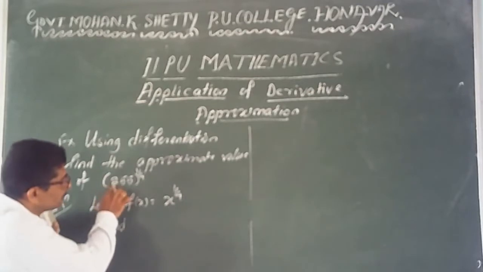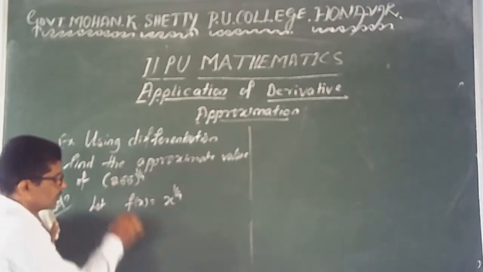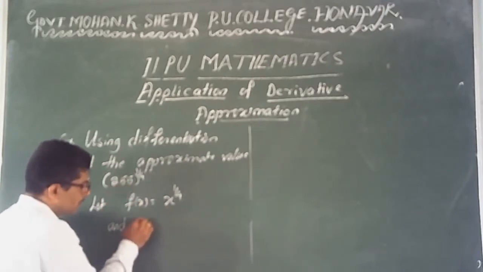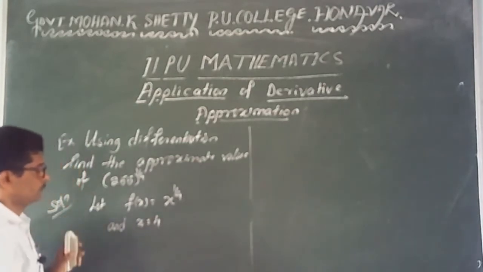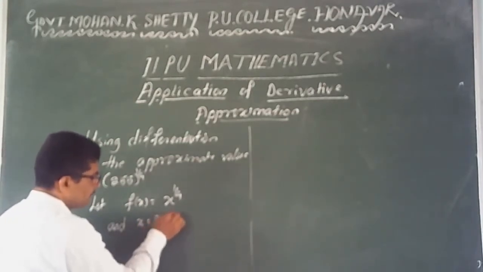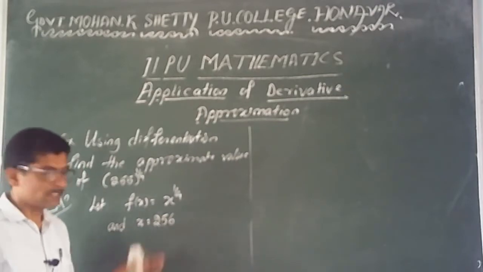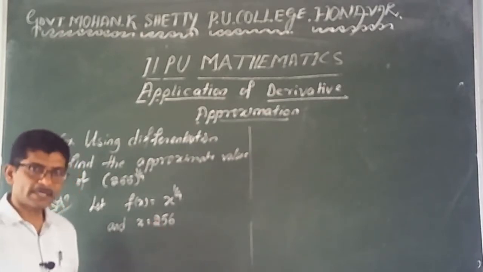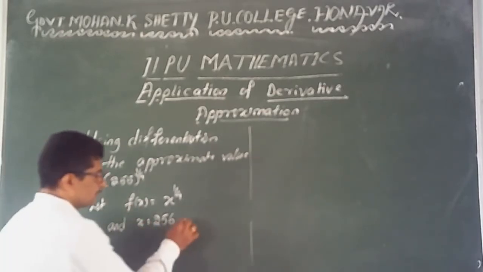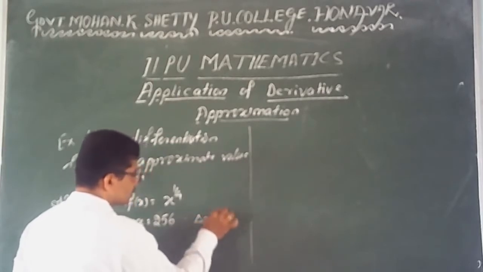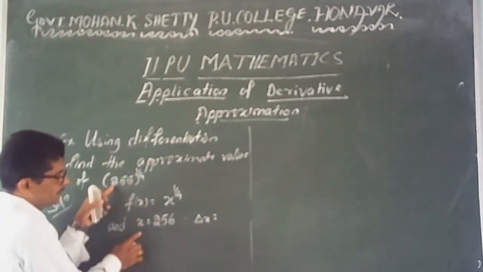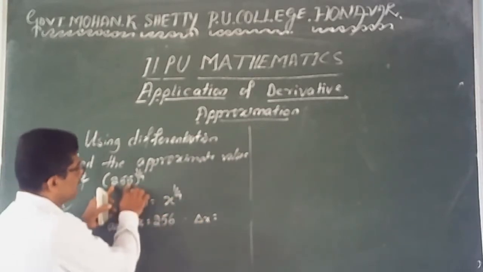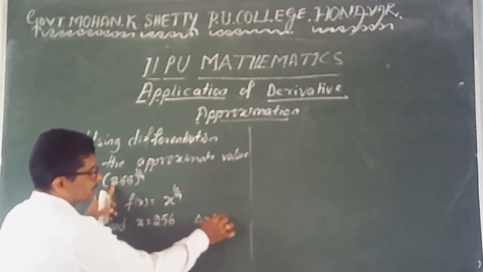That value is nearly equal to 255. Here you know that 4 raised to 4 is equal to 256. Therefore you can take x is equal to 256. You take the value, it is a perfect fourth power. It is clear? Therefore delta x, the change of x: x plus delta x is 255, x is equal to 256, then delta x, x plus delta x minus x, you get 255 minus 256, you get minus 1.